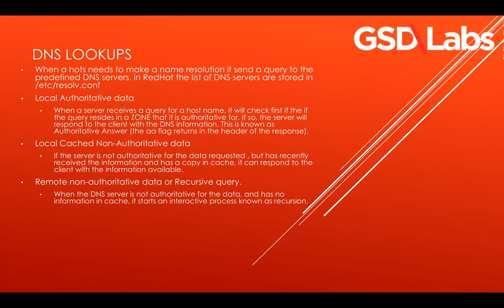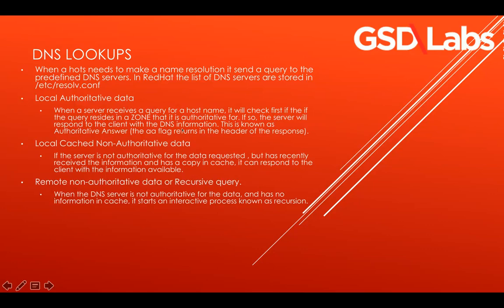The first way to deal with the request is using local authoritative data. Let's talk about this kind of data here. The local authoritative data is when the server that received the query for a host name owns the zone for that DNS request, right? So it's the way it says here, when a server receives a query for a host name, it will check first if the query resides in a zone that is authoritative for it. If so, the server will respond to the client with the DNS information.